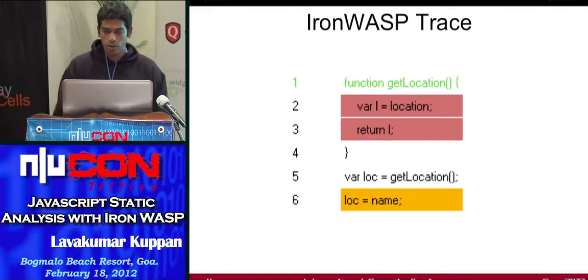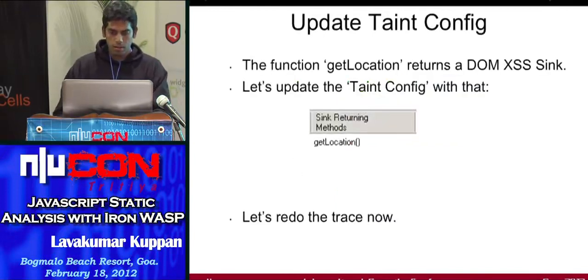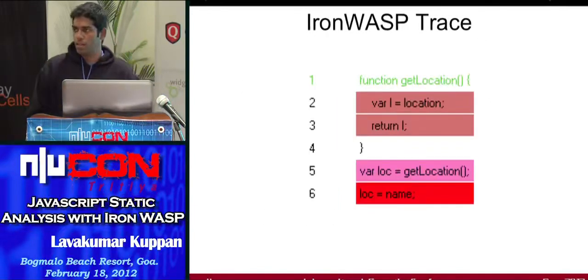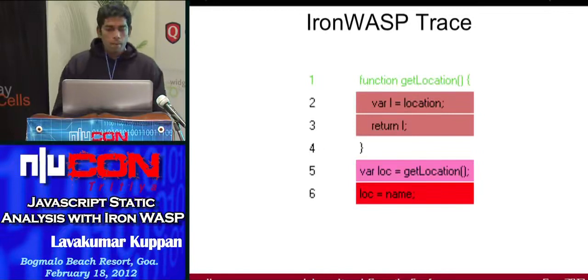So what I'll do is I'll go into the configuration, and in sink returning methods I'll say get location, and I'll do a trace. So now you can see that the actual vulnerable line is highlighted in red, right? Okay, so I've got a few more use cases which are similar to this.